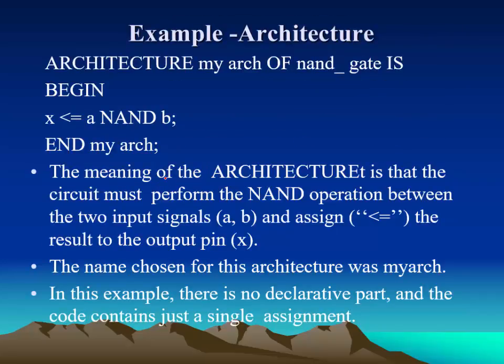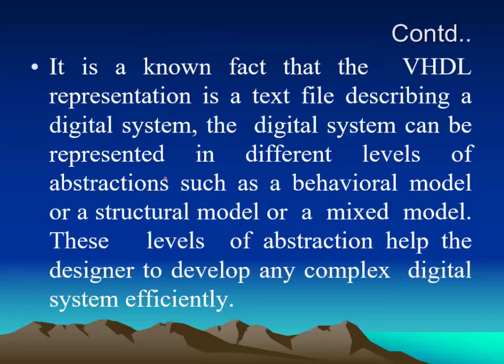Here the architecture of an AND gate is A AND B. So far the VHDL doesn't do much for us, because all we're doing is just sticking in logic.